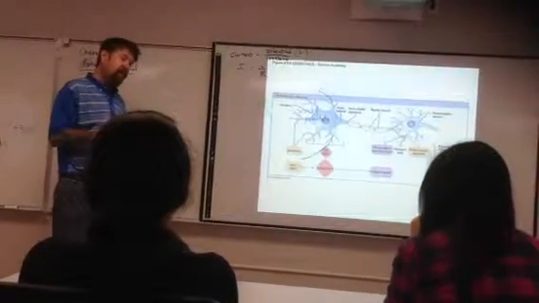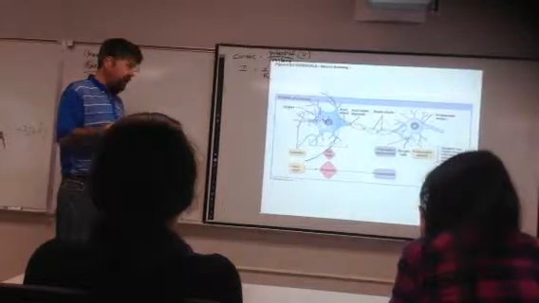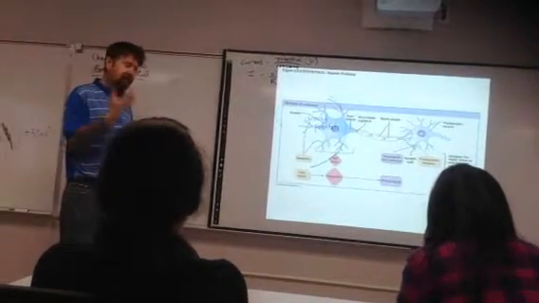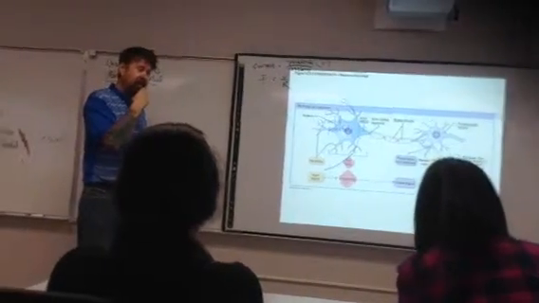What parts of the neuron get graded potentials? The dendrites, right? And the cell body. Those are capable of giving graded potentials. And we'll talk about the characteristics of them here in just a second.